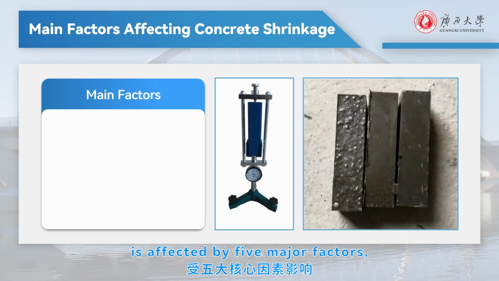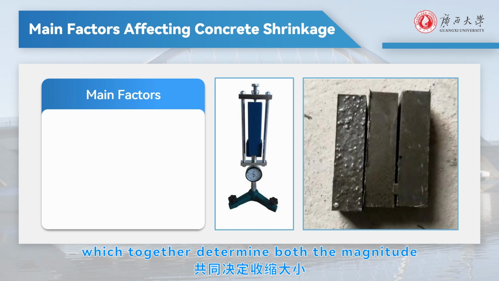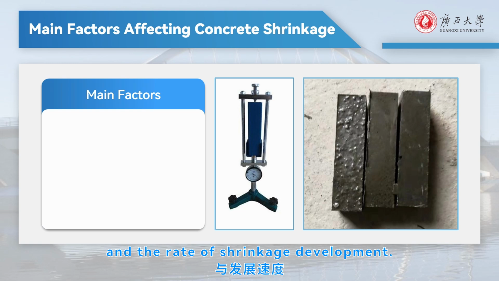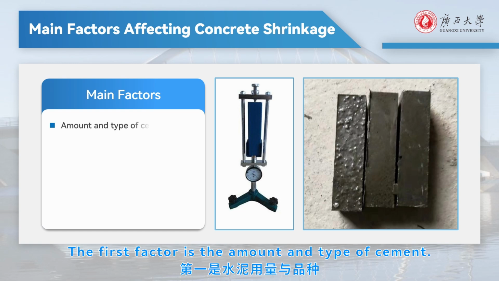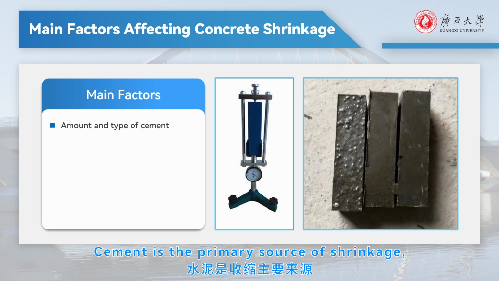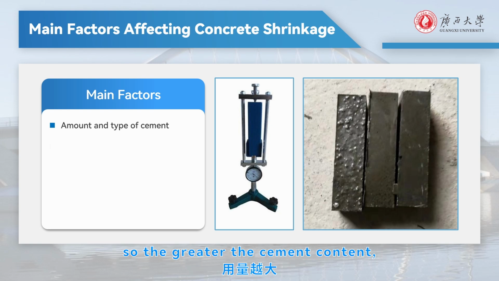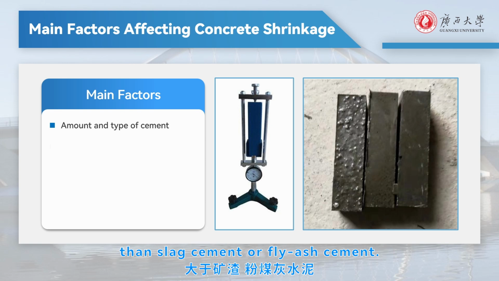Concrete shrinkage is affected by 5 major factors, which together determine both the magnitude and the rate of shrinkage development. The first factor is the amount and type of cement. Cement is the primary source of shrinkage, so the greater the cement content, the more significant the shrinkage. Ordinary Portland cement generally produces greater shrinkage than slag cement or fly ash cement.